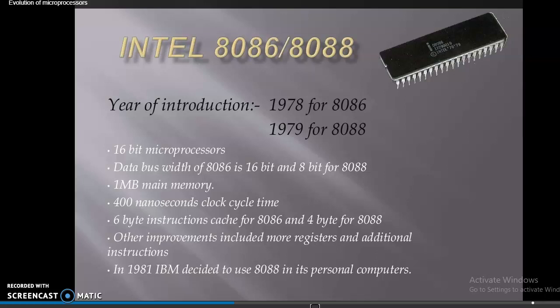So in 1981, IBM decided to use the 8088 in its personal computers. Intel introduced the 8088 microprocessor, and in the year 1981, IBM decided to use this 8088 for their computers.